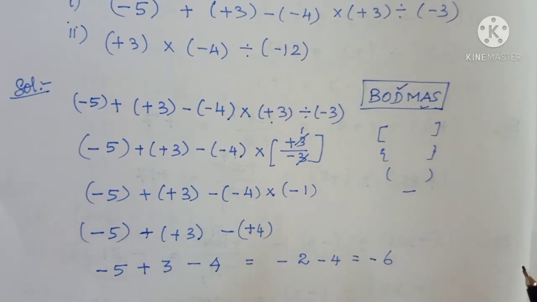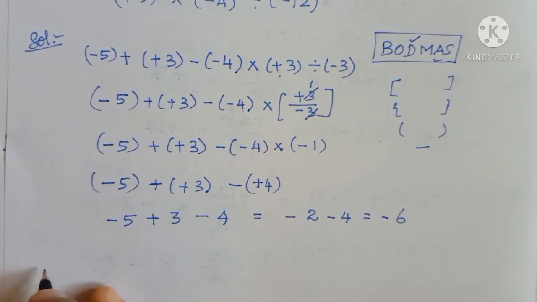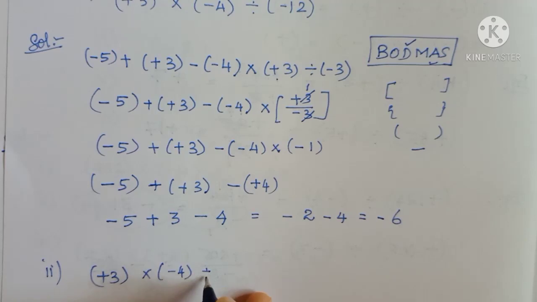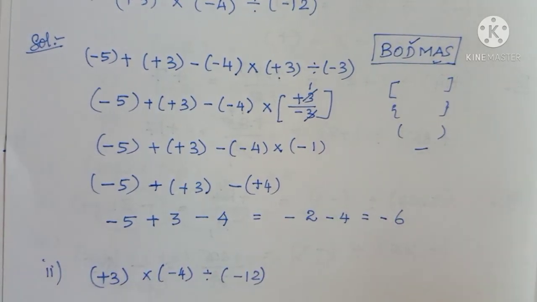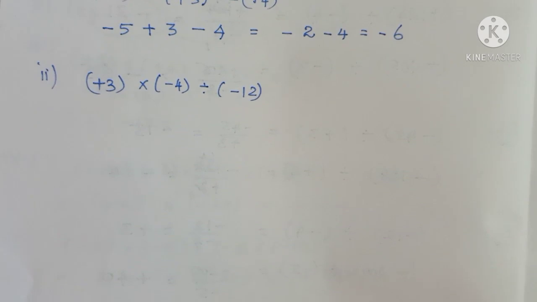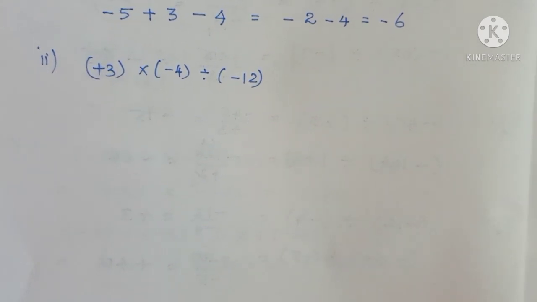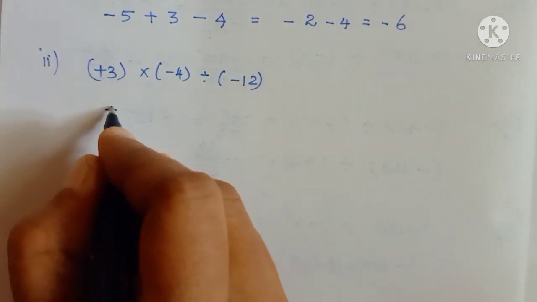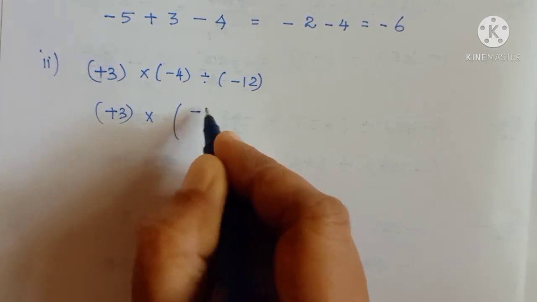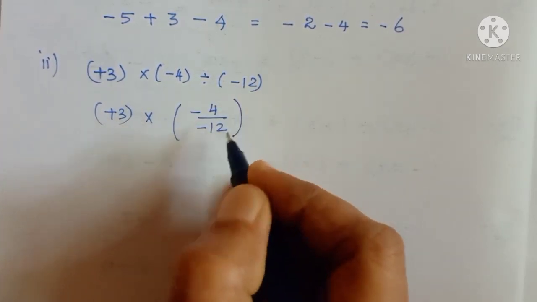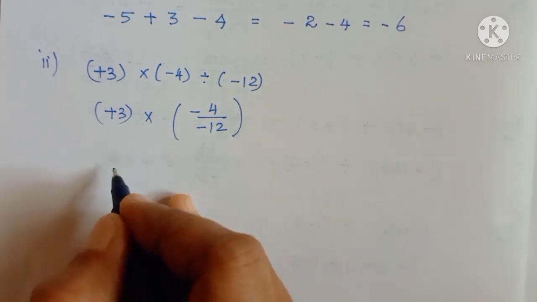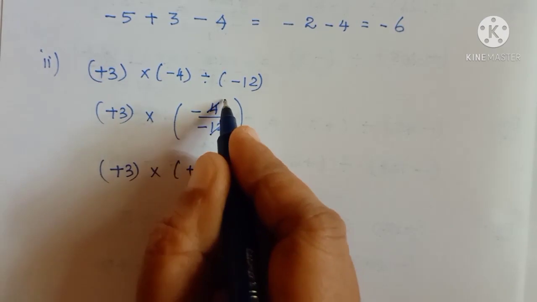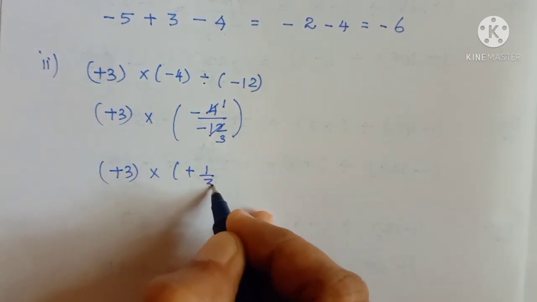Okay, let us see the second exercise, second example sum, that is plus 3 into minus 4 is divided by minus 12. So here I gave only the two operators, one is multiplication, another one is division. So as usual, using the rule, we are going to divide these two numbers first. So you will get plus 3 into minus 4 divided by minus 12. Now minus divided by minus is what? Plus. So plus 3 into plus 4 by 12. We can cancel it. Here 1, here 3. So you will get result is 1 by 3.